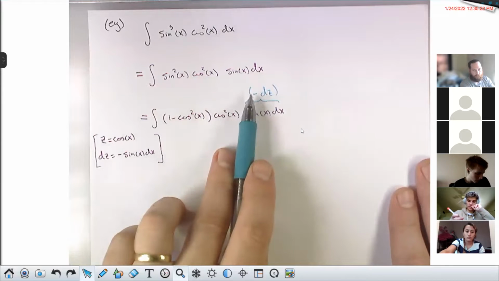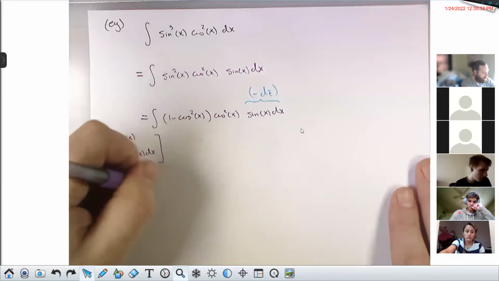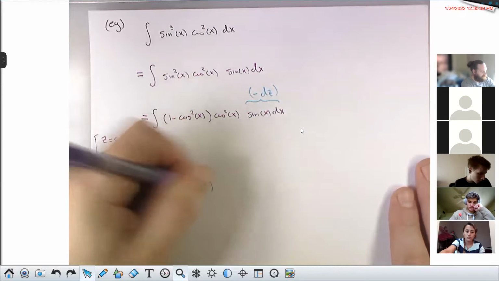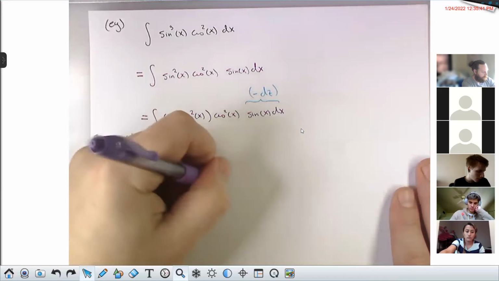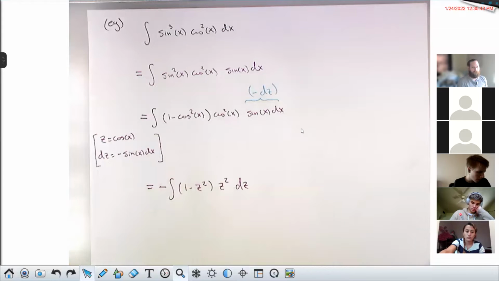The negative from the dz, I'm going to bring all the way out front because it is a constant multiple. So I get negative integral parentheses 1 minus z squared times z squared times dz. And the negative that was with the dz is now out front. One minus cos squared x, 1 minus z squared. Cos squared x, z squared. Sine x dx is negative dz. Here's the negative, here's the dz.